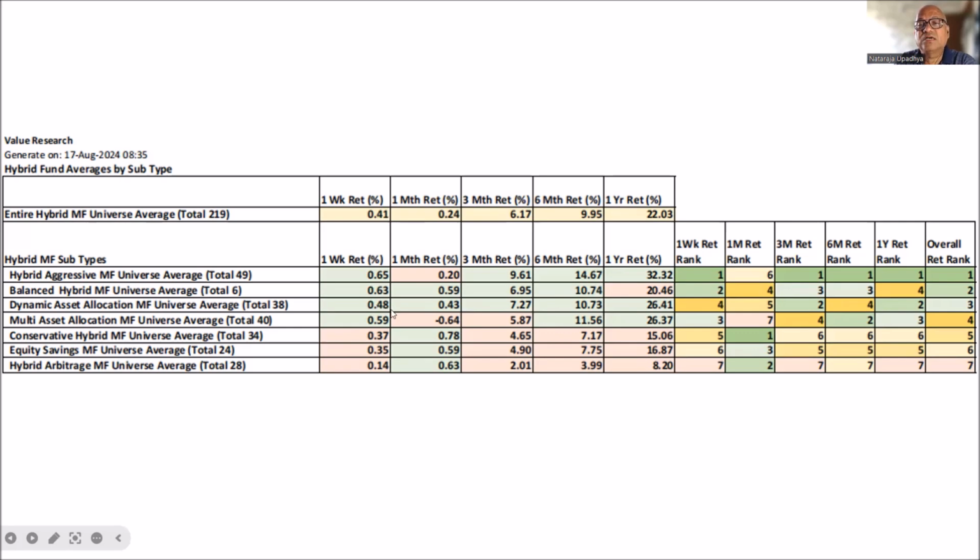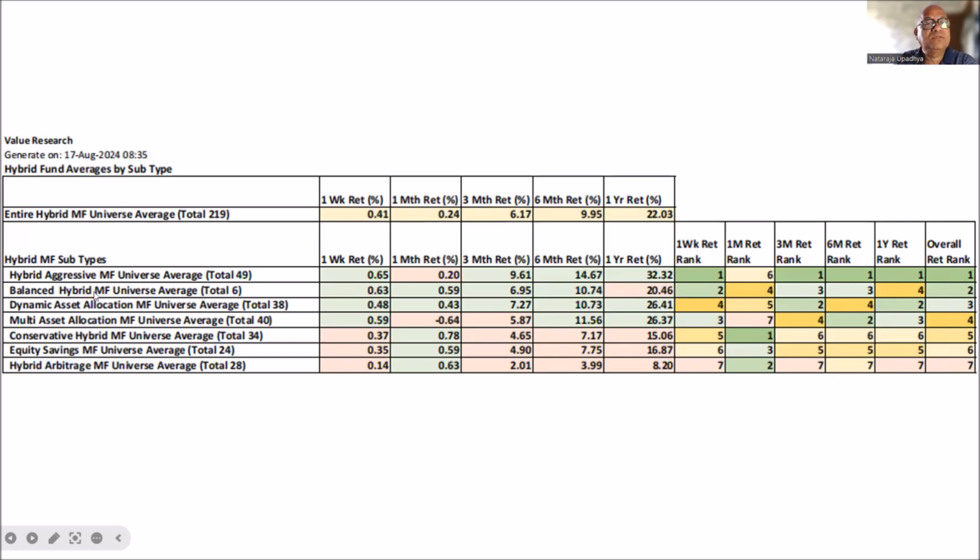Now let us understand how the ranks are identified. The ranks are identified by giving performance rank on a weekly basis, monthly basis, 3 months basis, 6 months basis, and 1 year basis. Then these ranks are averaged, and based on that average, overall ranks are given.